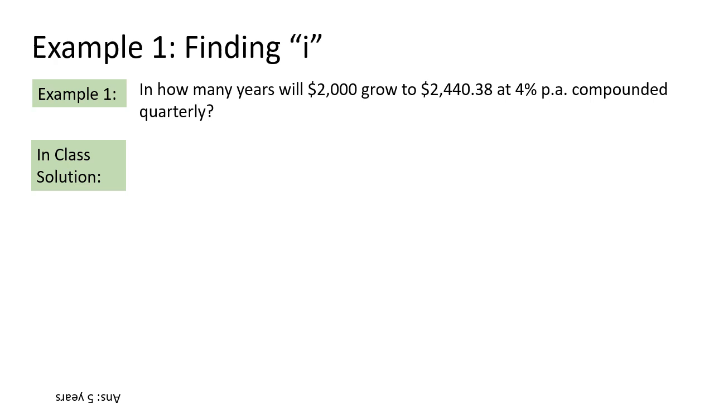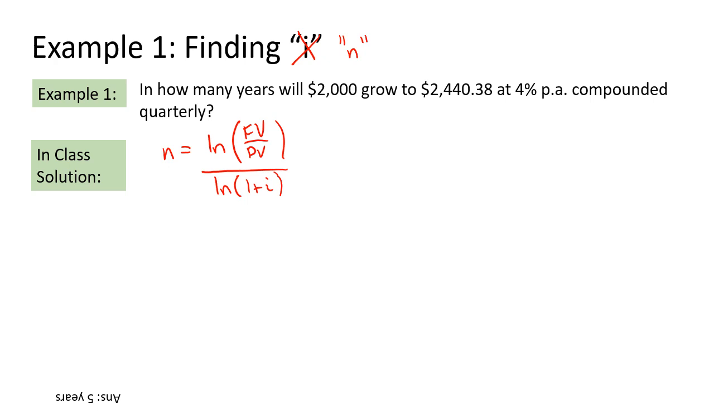So let's look at an example. In how many years will $2,000 grow to $2,440.38 at 4% per annum compounded quarterly? Okay, so a couple things. This is actually after finding n, so disregard that it says I here. So we know we're solving for n, so I'm going to start by just writing the formula. n is equal to the ln of the future value divided by the present value, divided by ln of 1 plus our periodic interest rate.